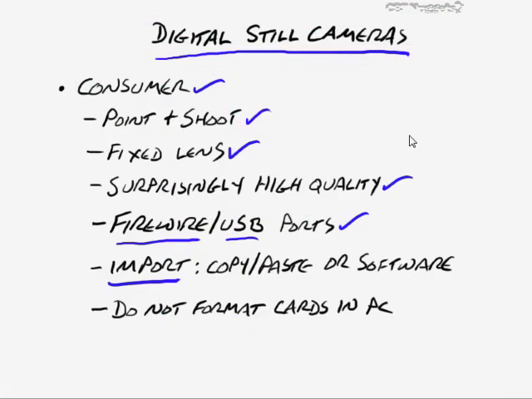Alternatively, your camera may come with some kind of software that, as soon as you insert the card or attach the camera via USB or FireWire cable, will automatically detect the presence of those images, and then offer to import them for you into an appropriate folder or directory of your choosing. So once again, you can just manually copy and paste, or you can use whatever software came with your camera. They both do fine. One thing to keep in mind is do not format your cards directly in the PC.